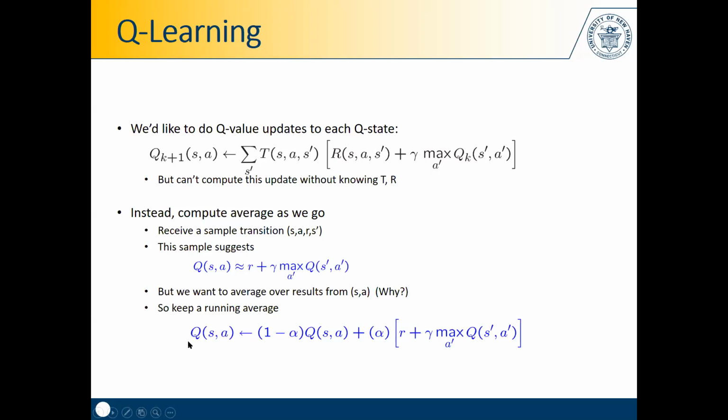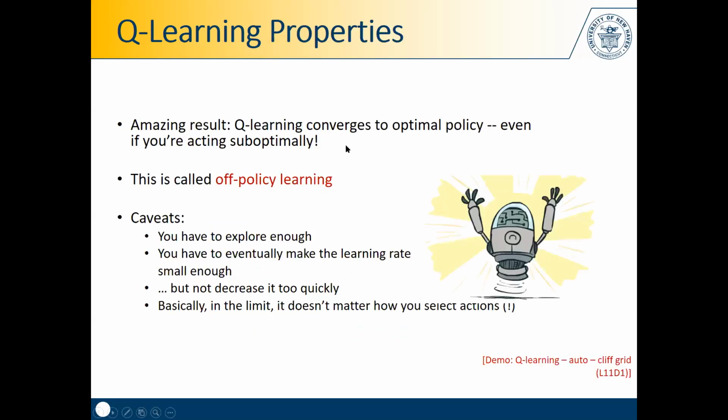So we keep a running average every time we see a state S and an action A being performed in a state S. We update our estimates of Q(S, A) through this running average formula. Now remember, alpha is the learning rate and it's a value between 0 and 1. We talked about the amazing result that Q learning converges to the optimal policy in the limit of infinity, even if you are acting suboptimally. But again, in the limit of infinity, in terms of the number of samples observed, in terms of the amount of exploration that's been done.